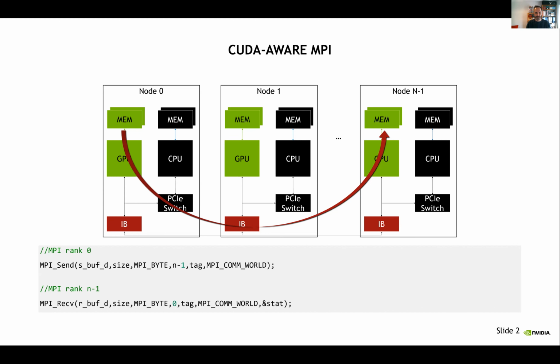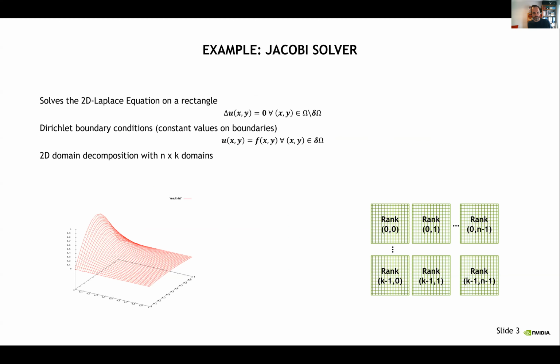I will use a very simple example, what I describe as the hello world for HPC: a Jacobi solver, solving the 2D Laplace equation. You don't really need to follow the math, I'm just giving it here for completeness. And to show the most common communication patterns for this 2D problem, I'm applying 2D domain decomposition.